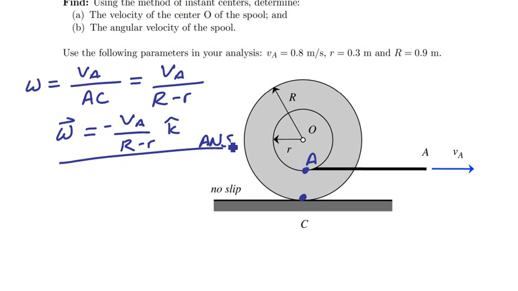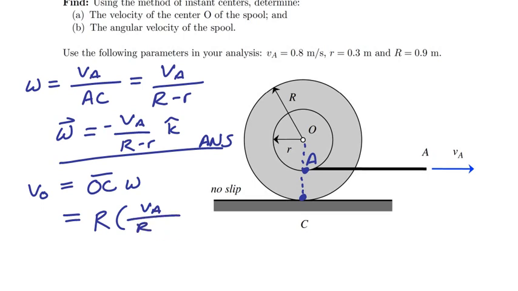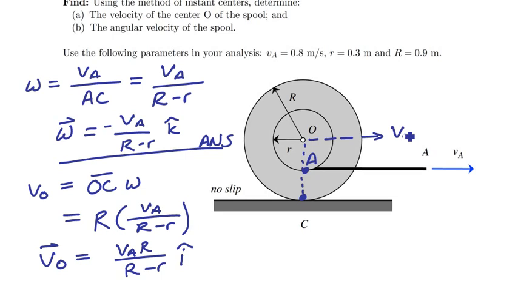Now we can also use that to determine the speed of point O, and in this case we know the speed of point O by, again, the instantaneous center rule is going to be equal to the distance between, actually let me write it here, points O and C multiplied by the angular speed omega. And so if we work this out, this is going to be R times quantity VA divided by R minus r. And so if I want to write this in vector form, I'll have that the velocity of point O is equal to VA times R divided by R minus r in the i direction. i, of course, coming from the fact that, given the clockwise sense of rotation, VO has to be pointing towards the right. Okay, I think that about wraps us up for here.